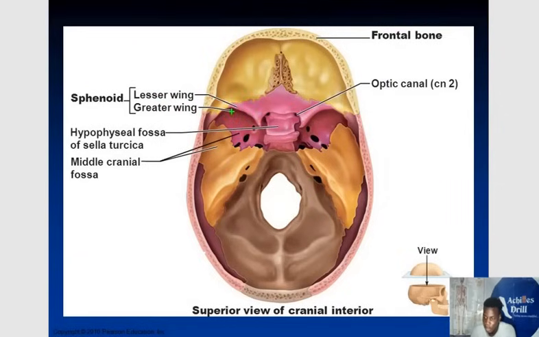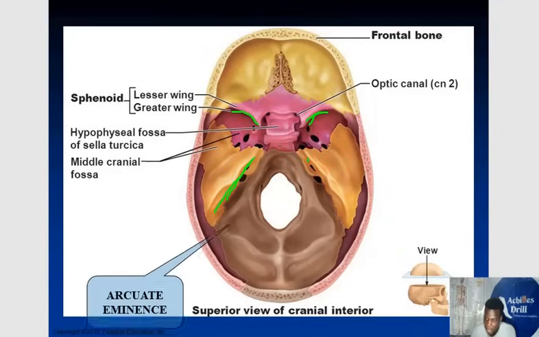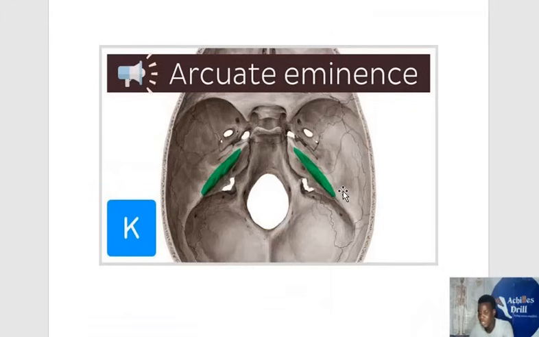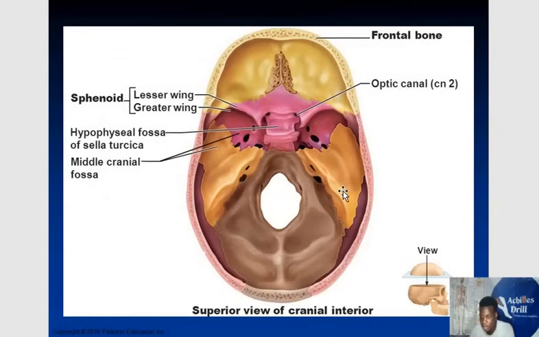So the first one is the lesser wing of the sphenoid. Then we have the region right here called the arcuate eminence. Now these regions are associated with the insertion point for a number of structures. For example, the lesser wing of the sphenoid is basically the demarcation point of the anterior cranial fossa from the middle cranial fossa right here.